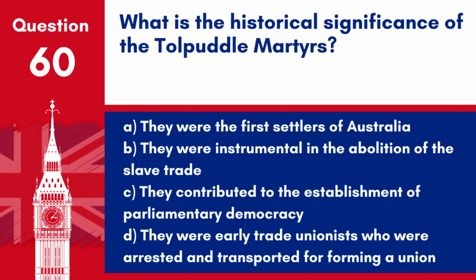Question 60. What is the historical significance of the Tolpuddle martyrs? A. They were the first settlers of Australia. B. They were instrumental in the abolition of the slave trade. C. They contributed to the establishment of parliamentary democracy. D. They were early trade unionists who were arrested and transported for forming a union.